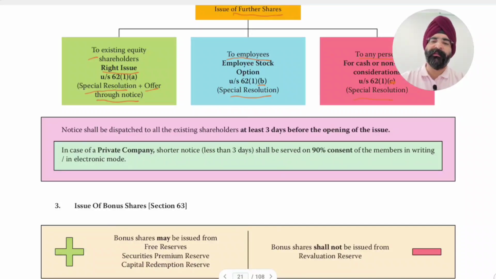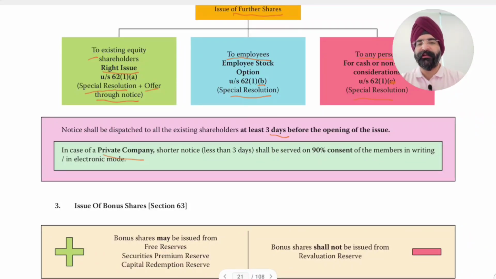Notice shall be dispatched to all the existing shareholders at least 3 days before the opening of the issue. So if the issue is opening after 3 days, then we have to ensure that the notice is sent now.